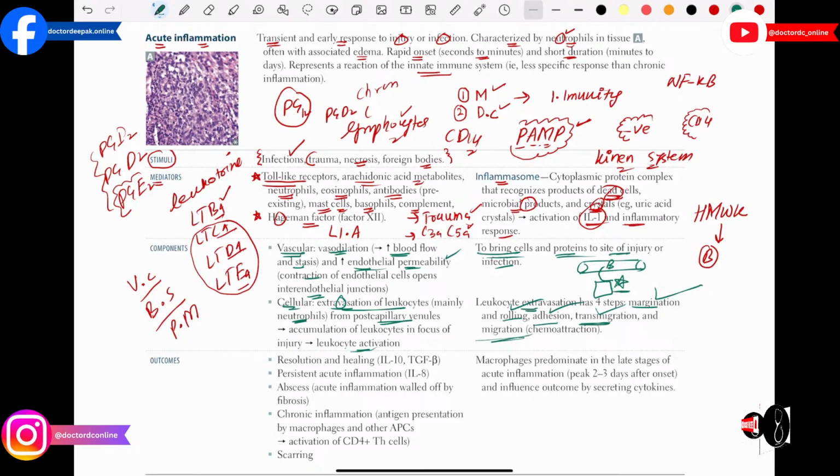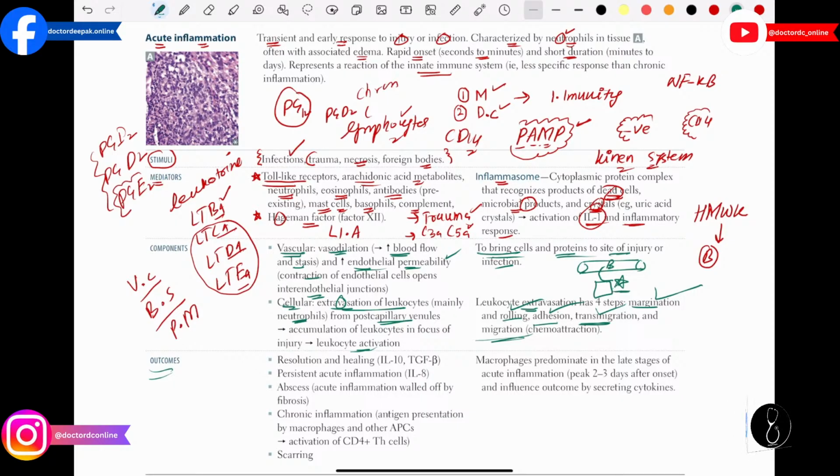So these are the different steps which lead to neutrophil extravasation. Please, you guys have to remember these steps. We will study these steps in detail in the next page. Then after that, what are the outcomes of inflammation? And this is also very, very important. The outcomes of inflammation you guys have to remember for your exam.